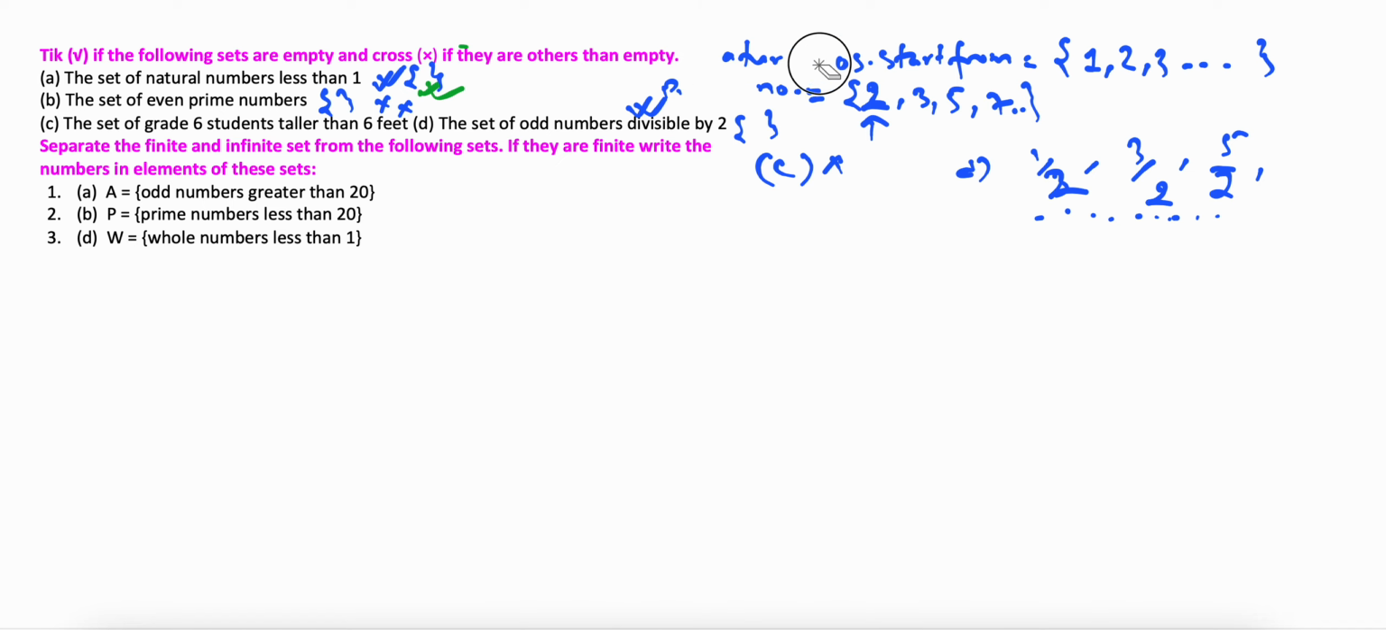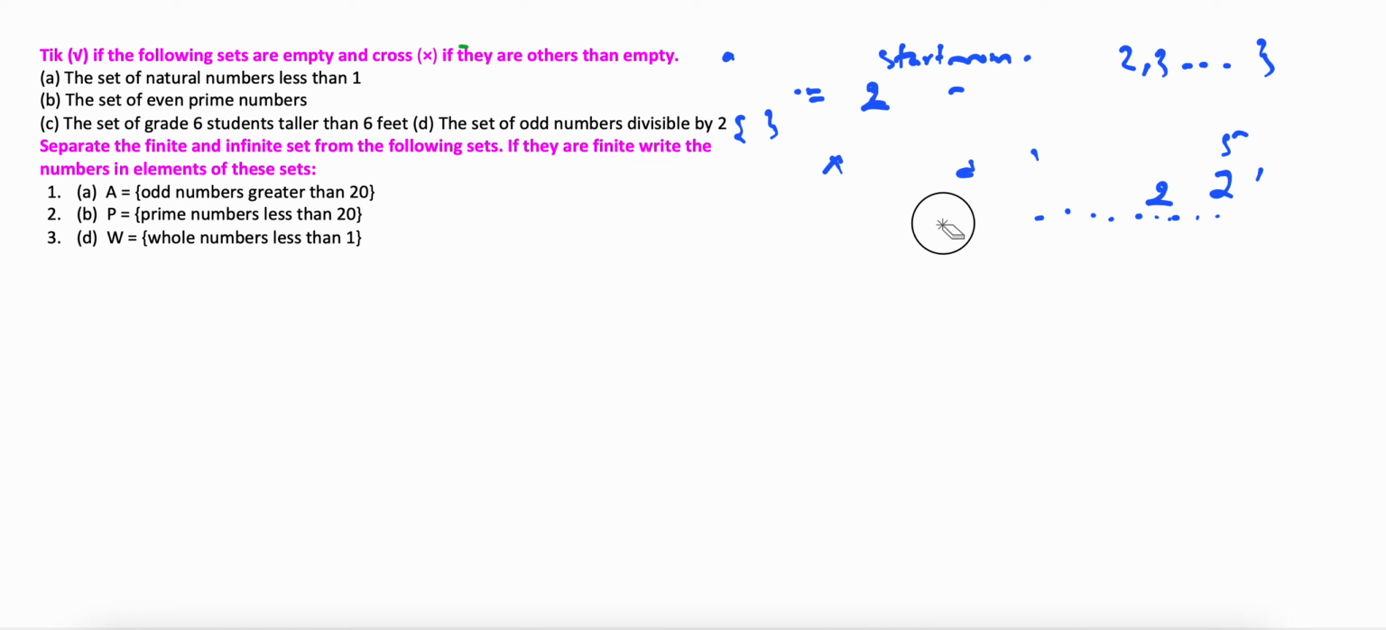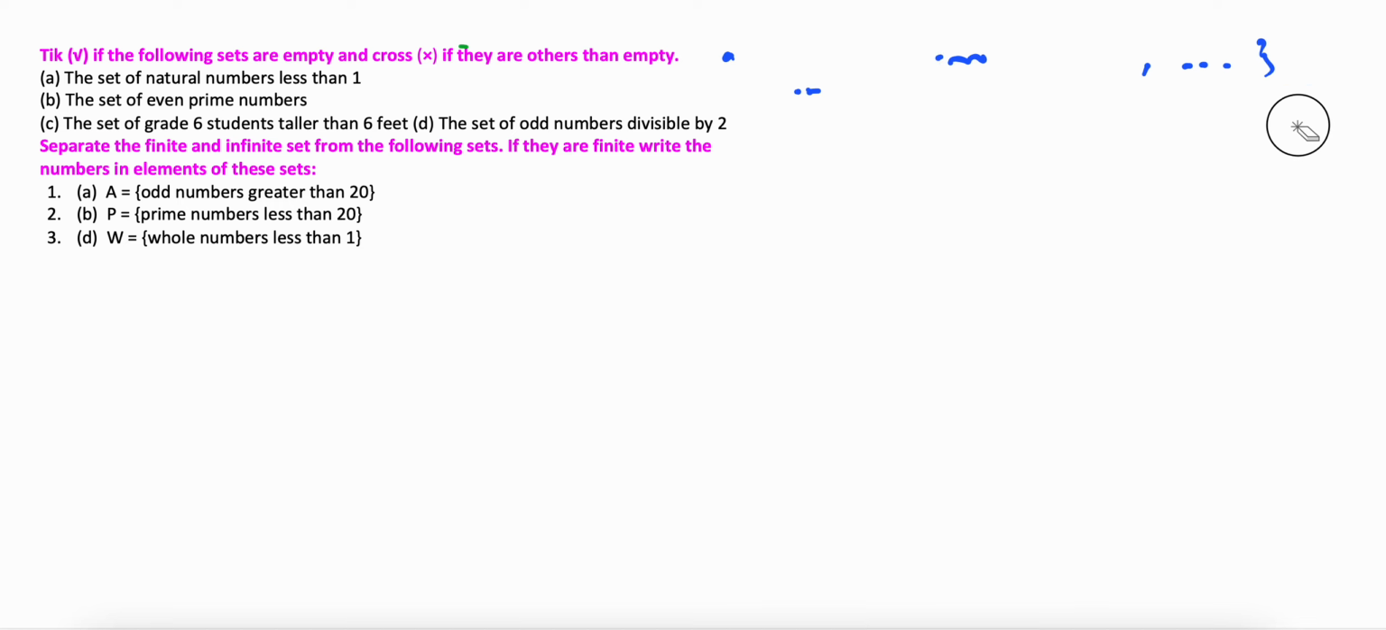So let's clear this. Now, separate the finite and infinite sets from the following sets. If they are finite, write the number of elements of these sets. First of all, we have to differentiate between finite and infinite sets.